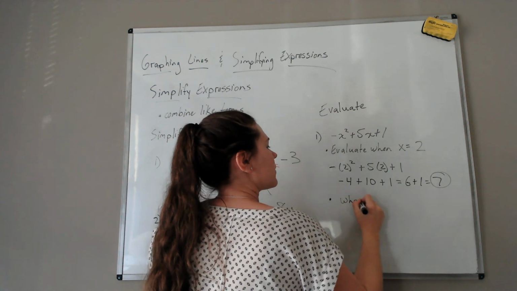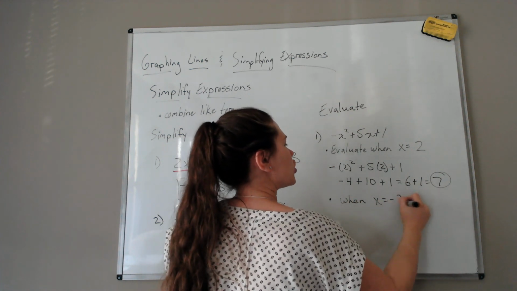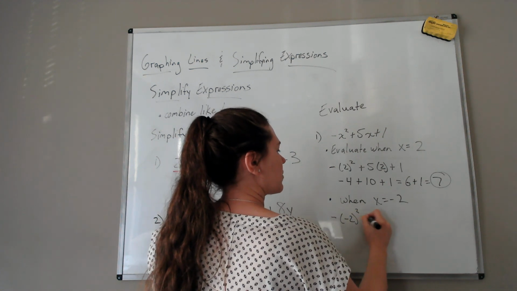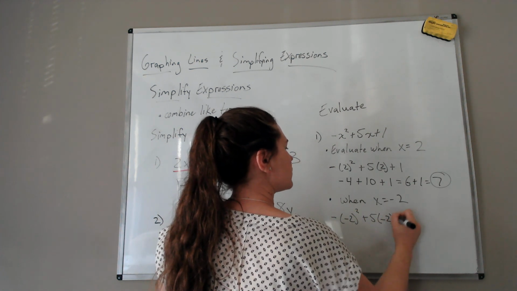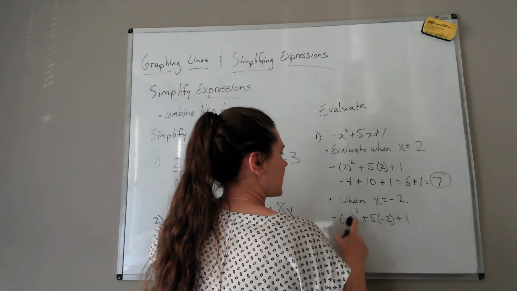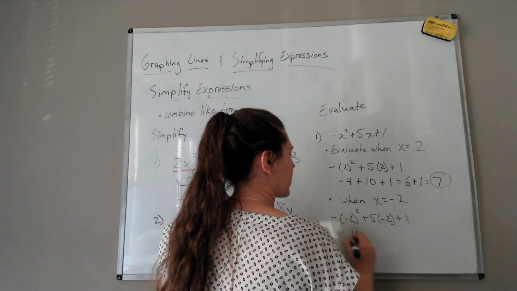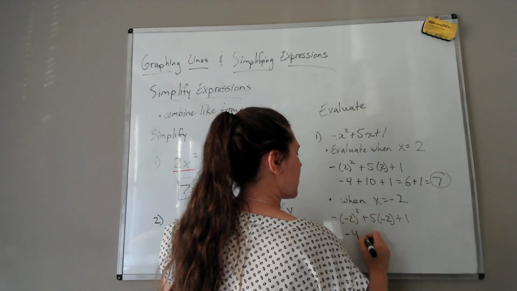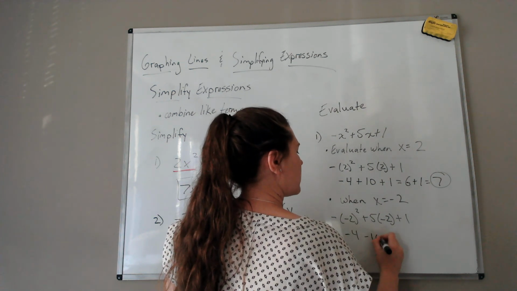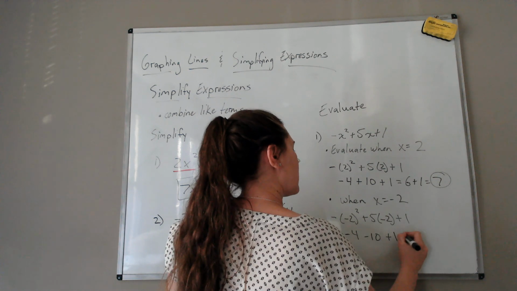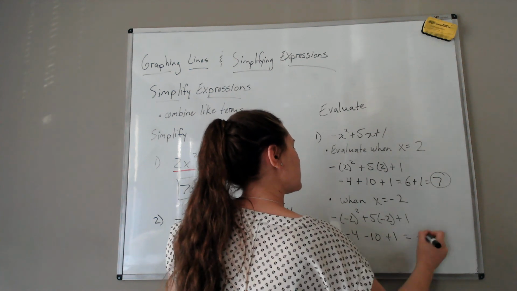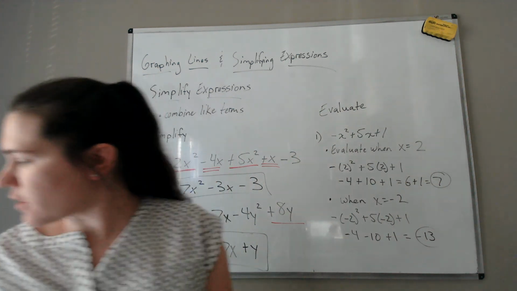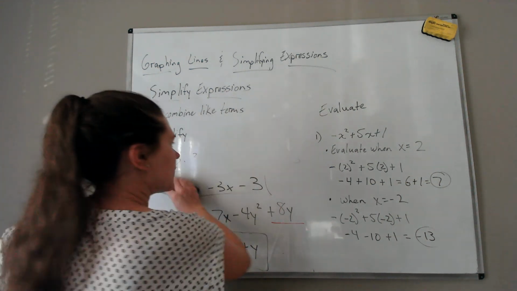Let's say we evaluate this when x is negative 2. Okay, so it would look like this. Negative, negative 2 squared plus 5 times negative 2 plus 1. Negative 2 squared, that's going to be 4, but it's still negative because it says take this, square it, and then make it negative. 5 times negative 2 is negative 10. Okay, negative 4 minus 10 is negative 14, plus 1, that's going to put us at negative 13. Okay, and let's evaluate one more expression.